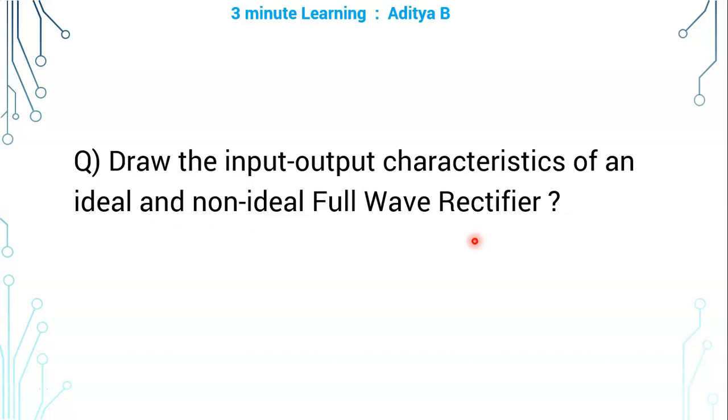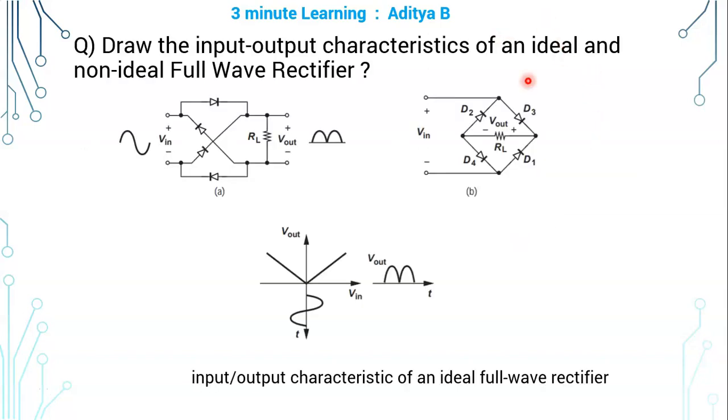Draw the input-output characteristics of an ideal and non-ideal full-wave rectifier. The difference between ideal and non-ideal is, in case of ideal full-wave rectifier, we consider the 4 diodes used as ideal diodes, that is their cut-in voltage will be 0 volts.